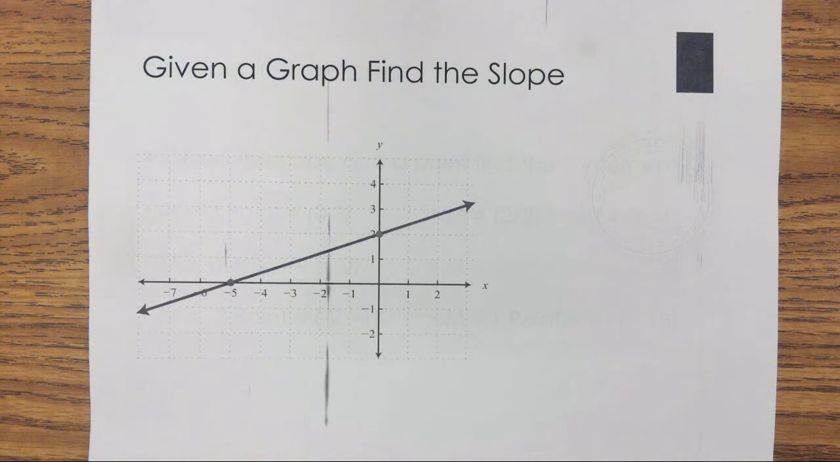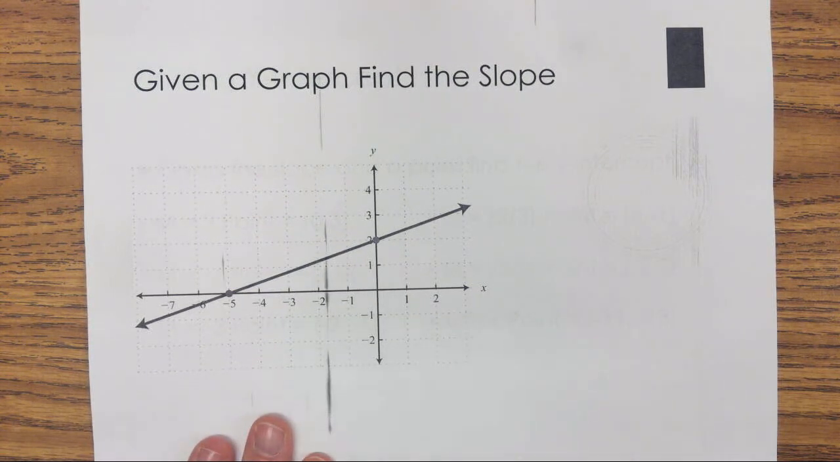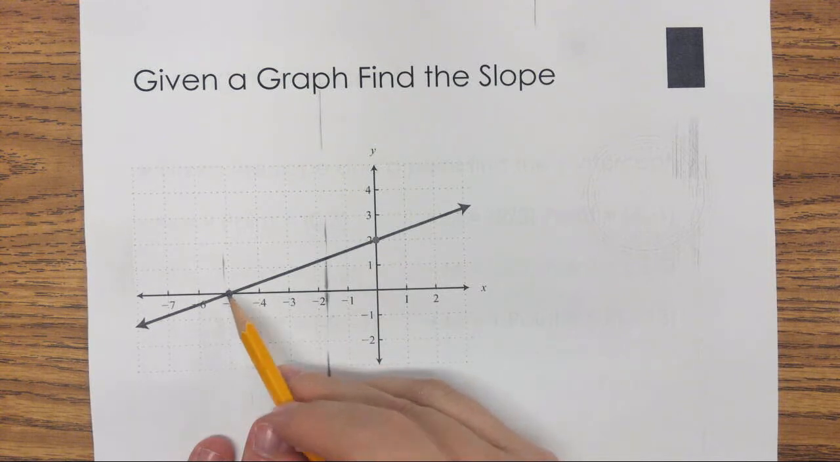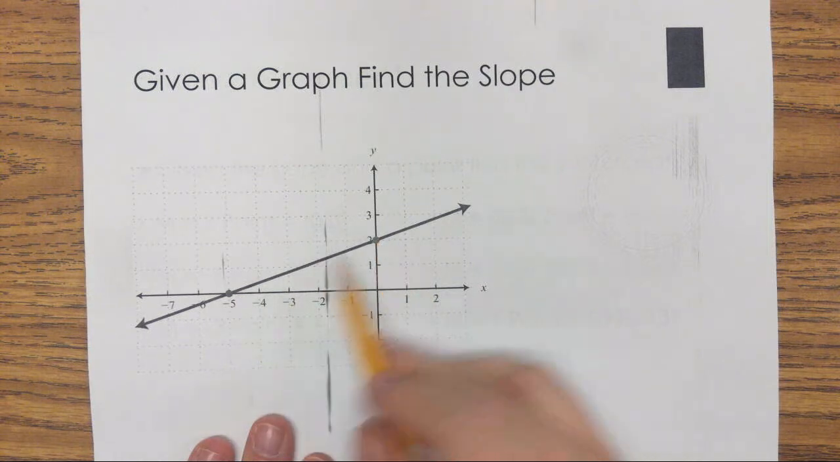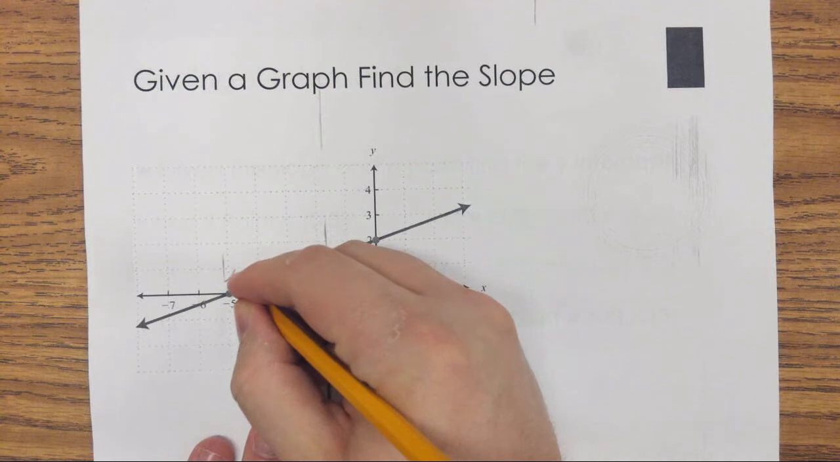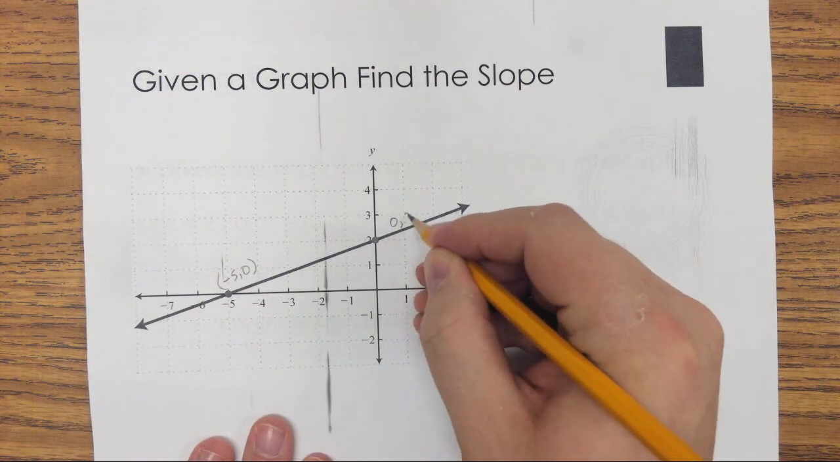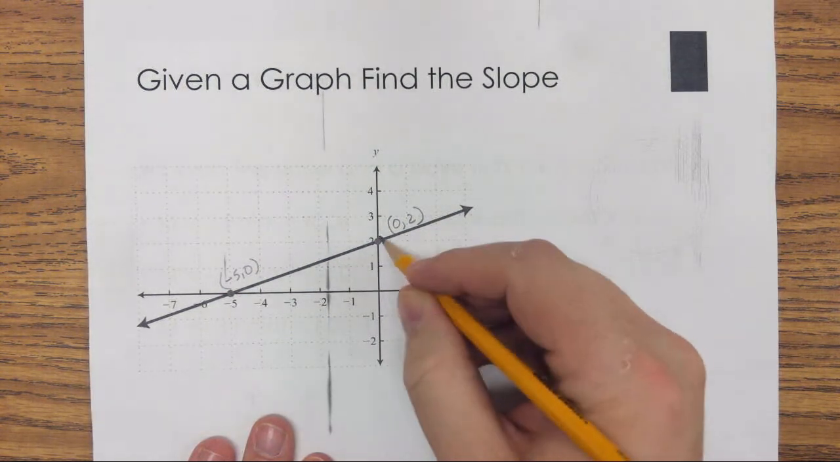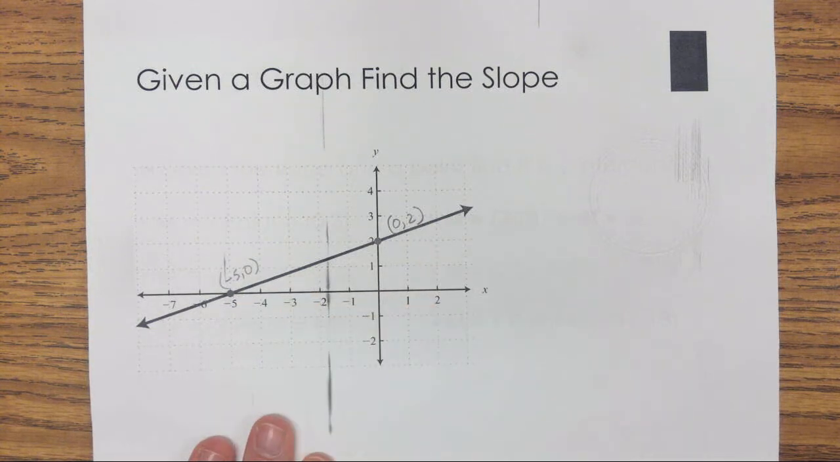Alright. Now if I give you a graph and I say, what's the slope of the line? All you're going to do here is pick 2 points on the line. So I've got 2 points selected for us. And if you can use the intercepts, then that'd be great. So this point here is negative 5, 0. This point here is 0, 2, because the x value here is 0 and the y value is 2. The x value here is negative 5 and the y value is 0. So I'm going to use those 2 points.